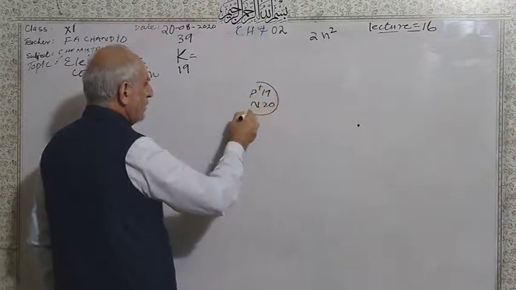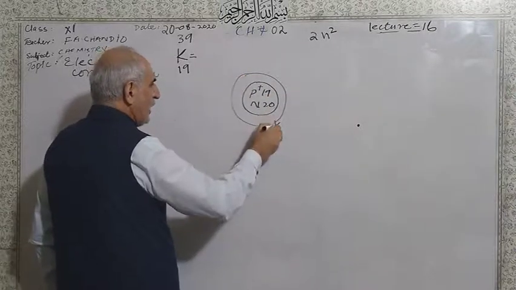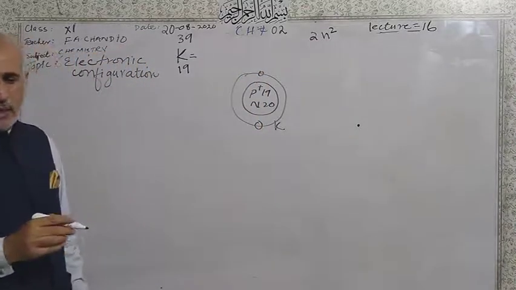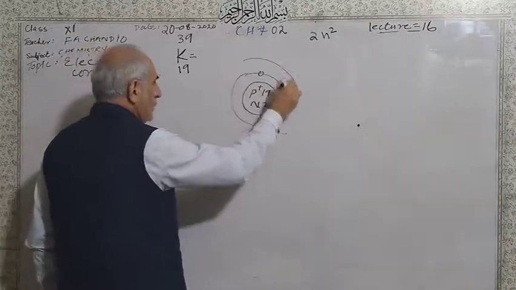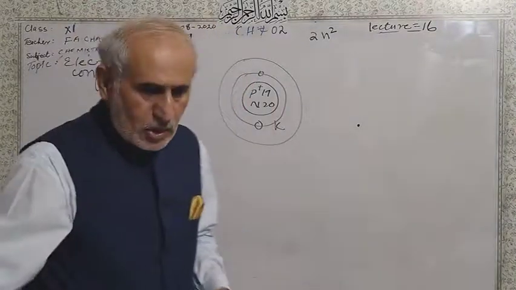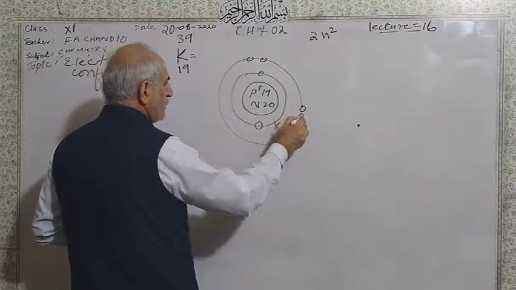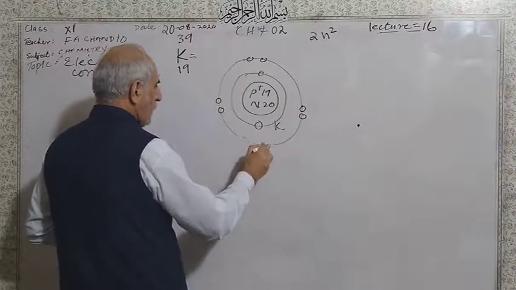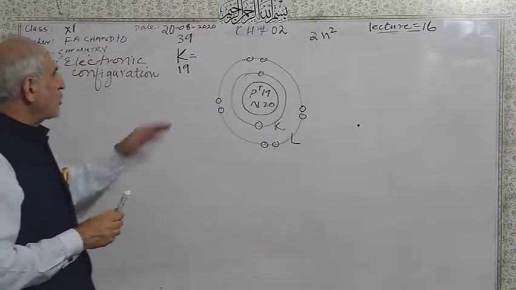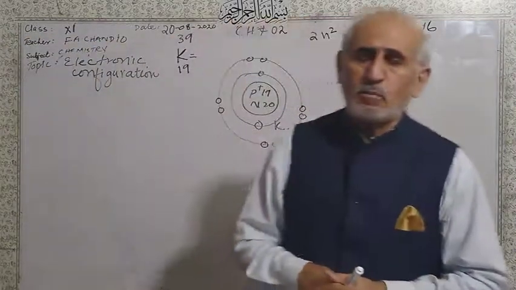This is the nucleus. According to the distribution, the K shell has 2 electrons according to 2n². Then there is the L shell, and the L shell has 8 electrons. So there are 8 electrons here. The total should be 19. There is a mistake here.